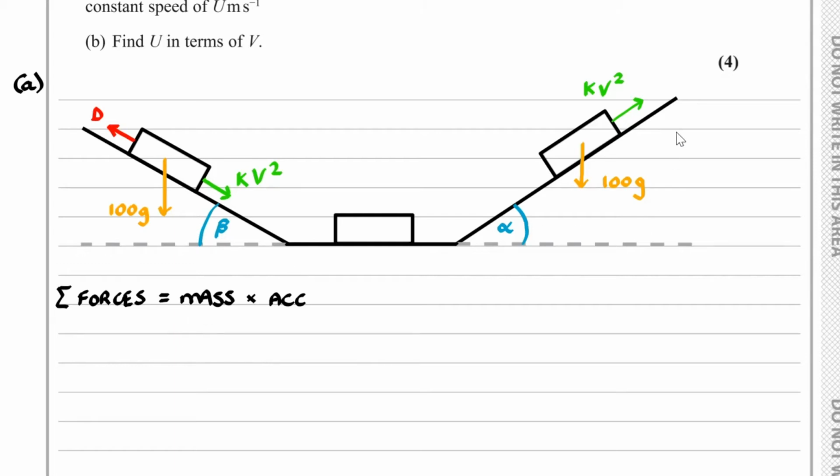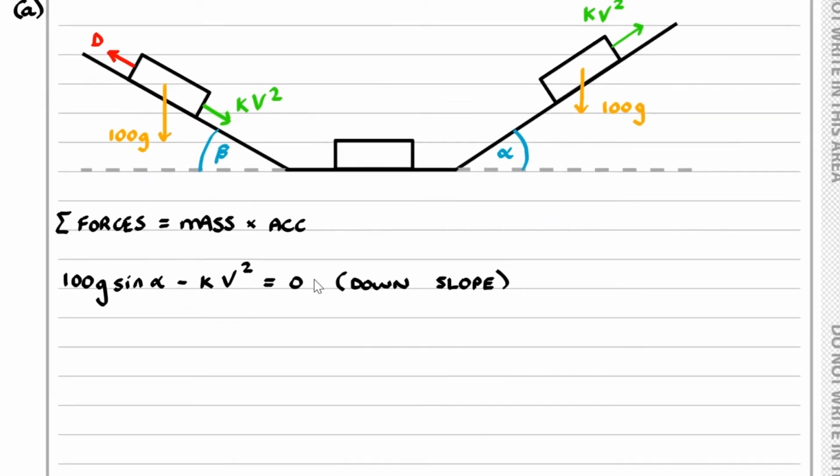So, if we consider the situation for going down the slope, we have 100g sine alpha acting only. We subtract the resistance kV squared, and because we have constant speed, there's no acceleration, so mass times acceleration is 0. So this is the situation for going down the slope. And if I call this equation 1, we'll leave that alone for now.